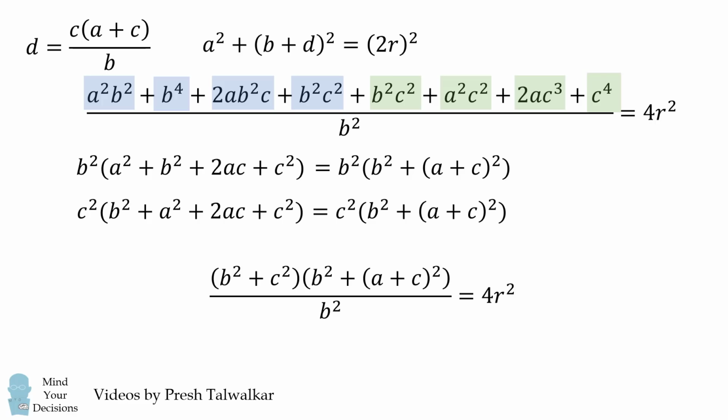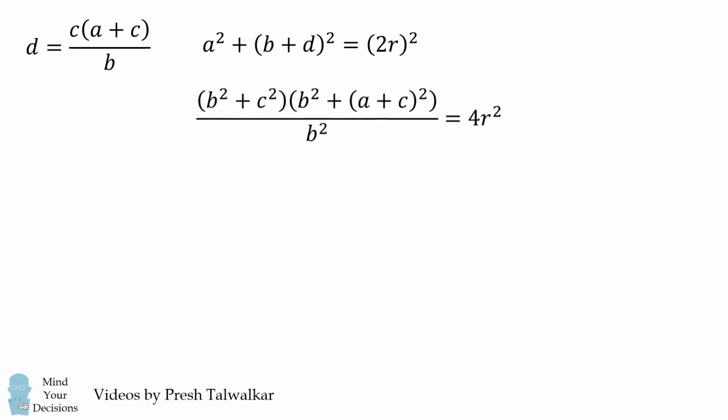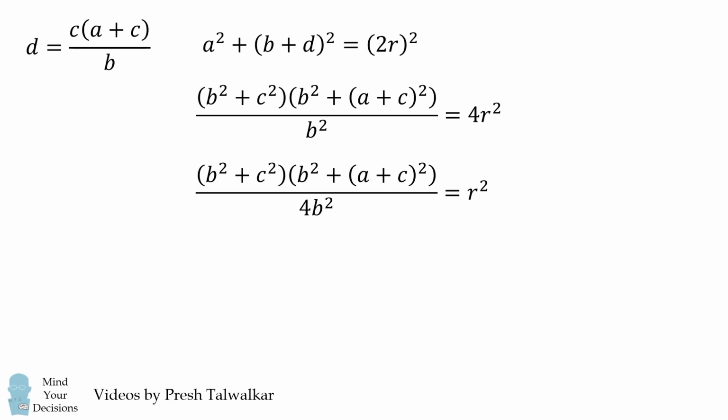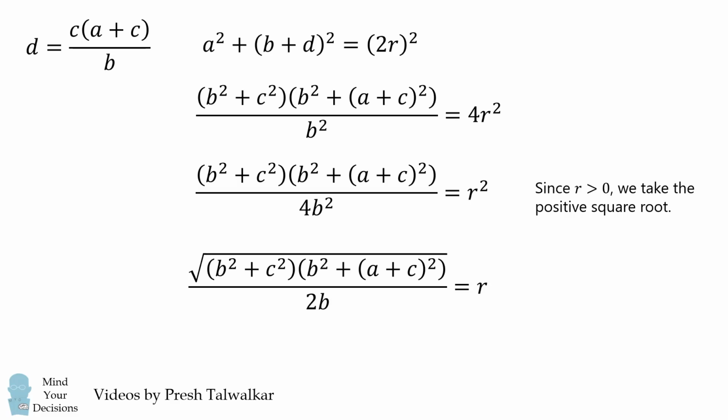We substitute those in. Now we're going to divide both sides by 4. Then we're going to take the positive square root because we want a positive radius. We thus get the formula for the radius.